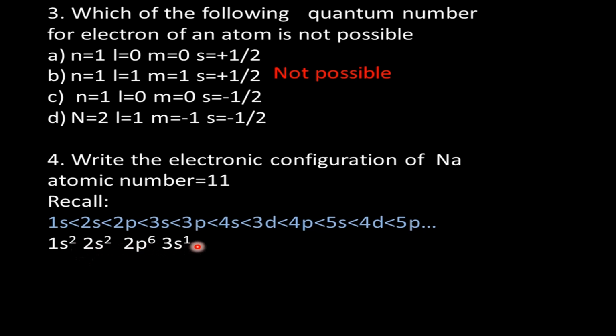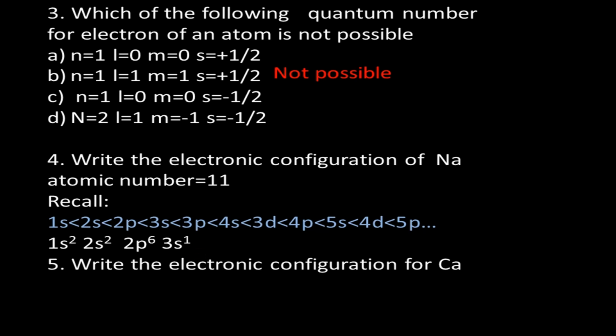Then the s will take the last electron, which is called the valence electron, that is 1, making a total of 11. Recall the atomic number equals the electron number because this is a neutral atom. So we have successfully filled in the 11 electrons. So this is the electronic configuration for sodium. Total number of electrons here is 11.